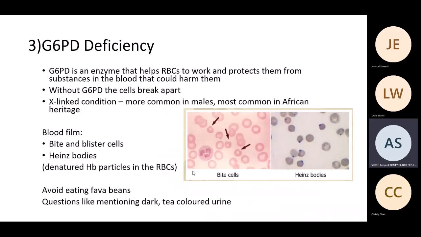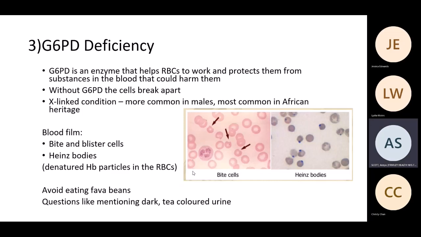So third one is G6PD deficiency. So G6PD is an enzyme that helps the red blood cells to work, and it protects them from substances in the blood that can harm the red blood cells. And without G6PD, the cells just lyse really easily. So that's what causes the hemolysis in G6PD.